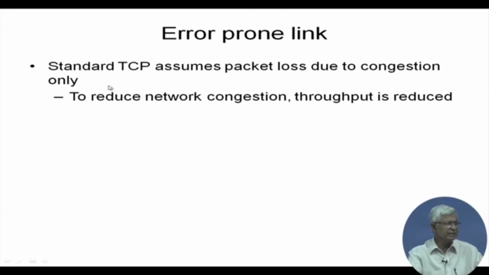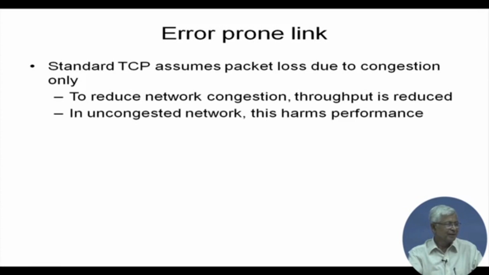Standard TCP assumes packet loss is due to congestion only, and to reduce the network congestion, throughput is reduced. That's what we have seen: it is drastically reduced and goes into the slow start phase. Or even in fast retransmit, fast recovery, the network throughput is reduced to half. In an uncongested network, that harms the performance.